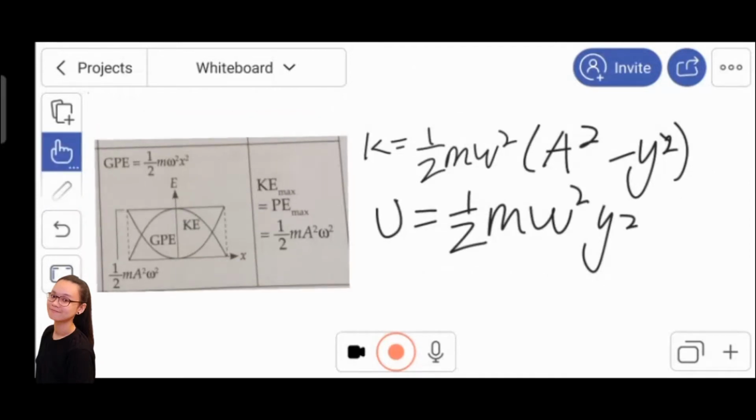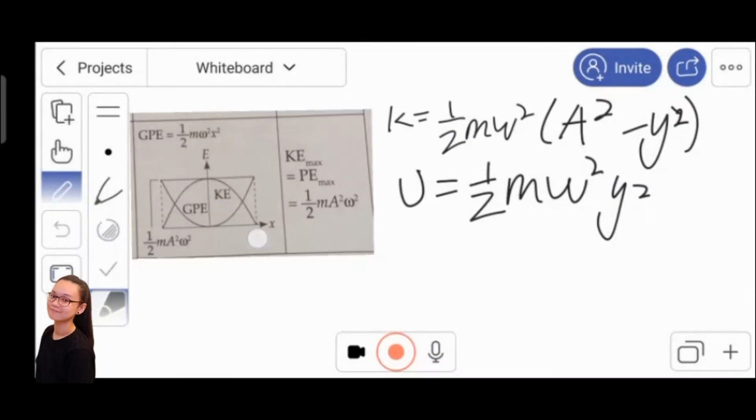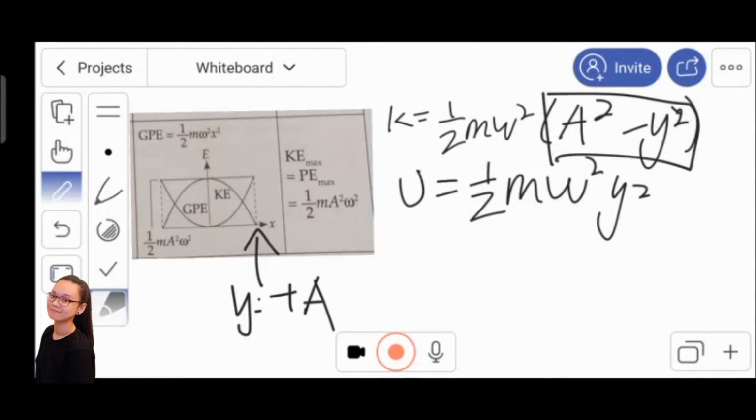At this point, y is equal to positive a. Let's sub positive a into these two formulas. We can get 0 kinetic energy, since a square minus a square when y is equal to positive a is equal to 0. So kinetic energy is 0.